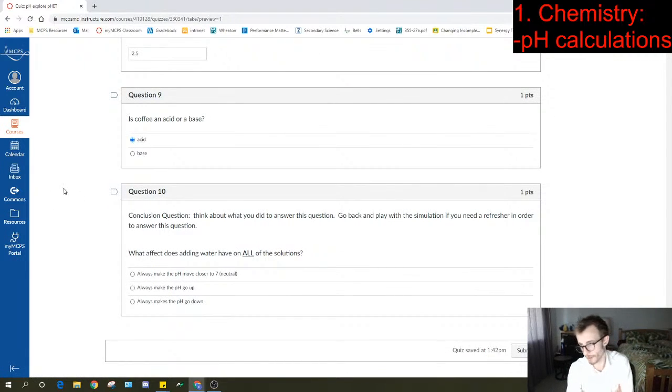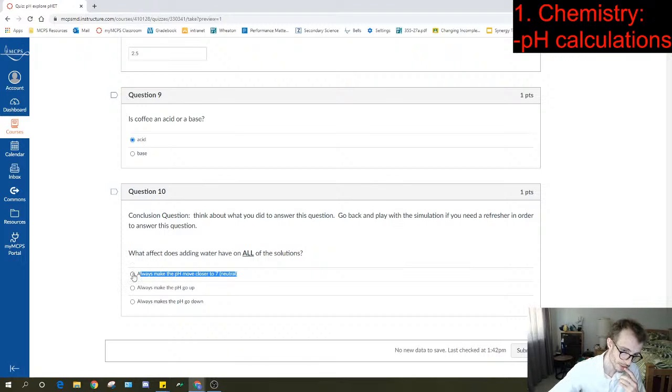So question number 10 really gets to this. It says, think about what you did to answer this question. Go back and play with the simulation if you need a refresher. What effect does adding water have in all the solutions? Well, sometimes it went up and sometimes it went down. So if I was trying to say something more concisely, the only answer that makes sense is this one. It makes the pH move closer to 7.